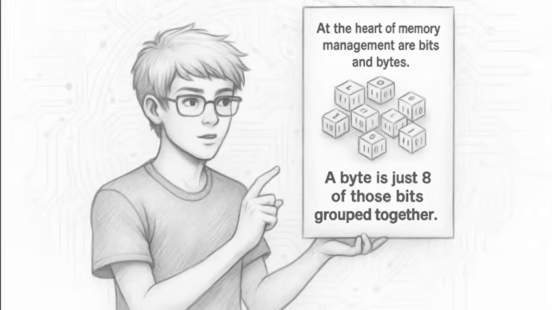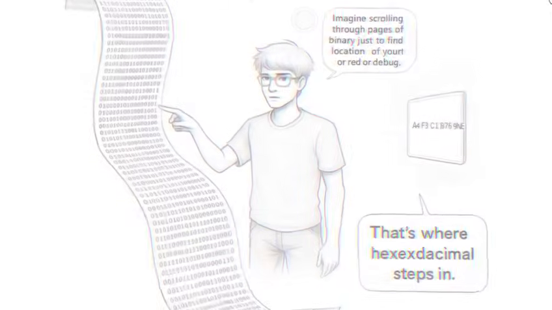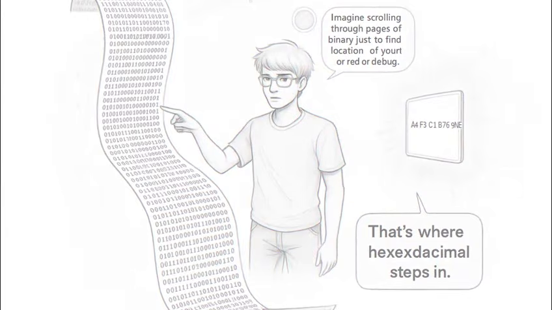At the heart of memory management are bits and bytes. You already know a bit is the smallest unit of data, either a 0 or a 1. A byte is just 8 of those bits grouped together, and in theory you could manage memory entirely in binary, just a long, endless stream of ones and zeros. But that's insanely hard for humans to read or debug. Imagine scrolling through pages of binary just to find the location of a bug in your code. That's where hexadecimal steps in.